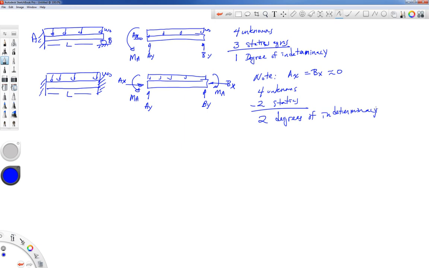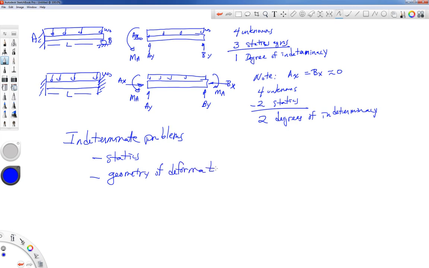Well, if you remember how we approached statically indeterminate problems previously, we looked at 3 things. We want to get as much as we can from statics. Next, we want to look at what's called the geometry of deformation. How does the thing deform? And then the last bit is our load deformation equation.